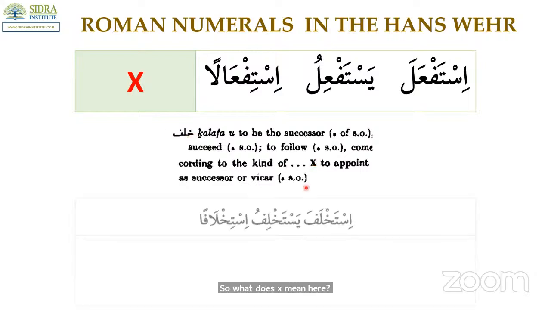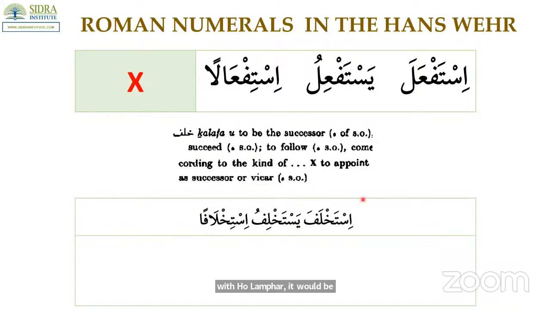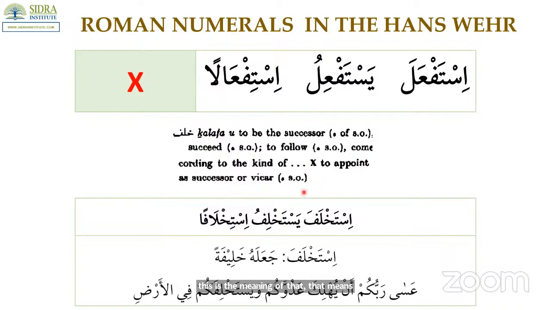It would be istakhlafa yastakhlifu istikhlafan. So it means to appoint as a successor. Okay, to appoint as successor. So istakhlafa yastakhlifu istikhlafan. So Hans Wehr is expecting you, when you see kha lam fa and then x, this is the meaning of that. That means it's this verb pattern here, from bab istif'al, istakhlafa yastakhlifu istikhlafan. So we have here istakhlafa means ja'alahu khalifatan, he made him a successor.